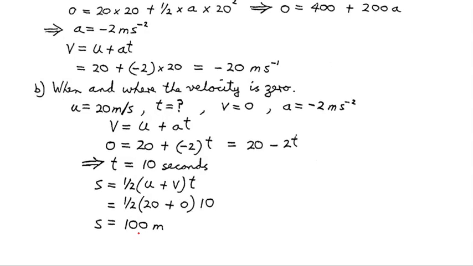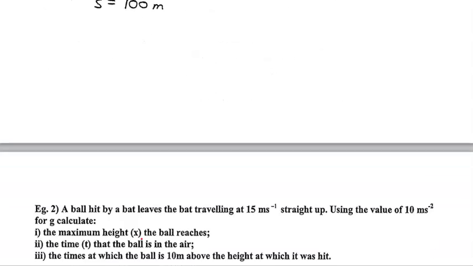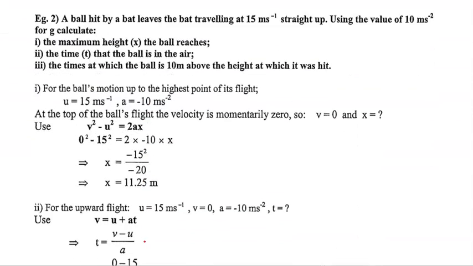Okay, let's have a look at a different kind of problem now, one that involves constant acceleration. This constant acceleration is that due to gravity, so that's the gravitational acceleration g. Now a ball hit by a bat leaves the bat traveling at 15 meters per second straight up. So some ball's been hit by a bat, and now it's going to start traveling up. So its initial velocity u will be 15 meters a second.